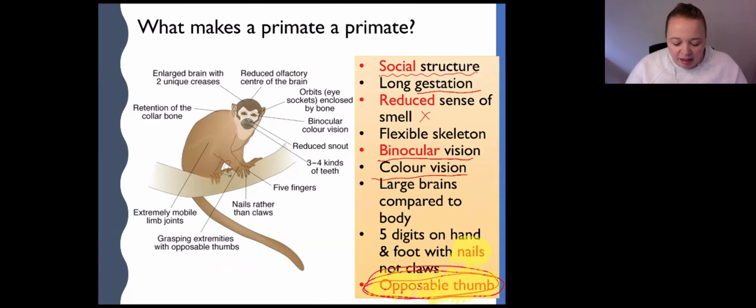And then anything else other than that, you could remember. So you could remember that we have binocular vision as well. That's a pretty good one to remember, that we've got this really good binocular vision and colour vision. And as a result of that, our sense of smell isn't very good. We also have quite large brains compared to our body. And that's going to help us to evolve in some ways. Or our common ancestors must have had these large brains, and that would have helped them to evolve into some of the different groups that we have.